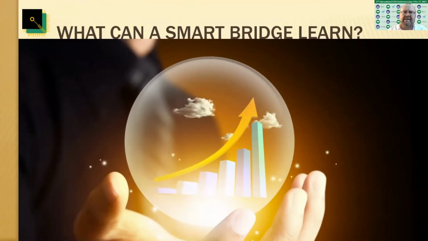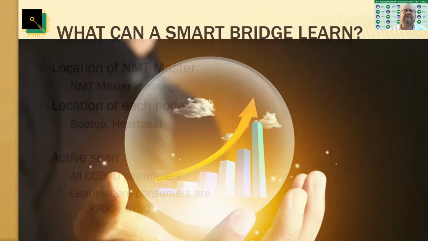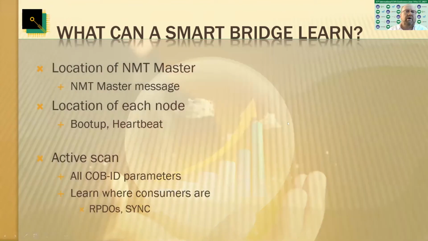The nice thing is, as I said, by just listening to the traffic on the network, there's quite a bit that a smart bridge can learn. Once we fire the system up, and assuming the bridge is one of the first devices to start, or it is ensured that at some point there is an NMT reset so that everybody restarts, then we immediately know on which side of the bridge our NMT master is. Is it on the classical side or on the FD side, depending on from which side we get this message.